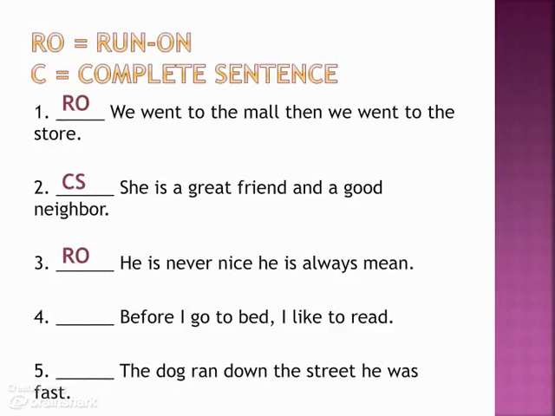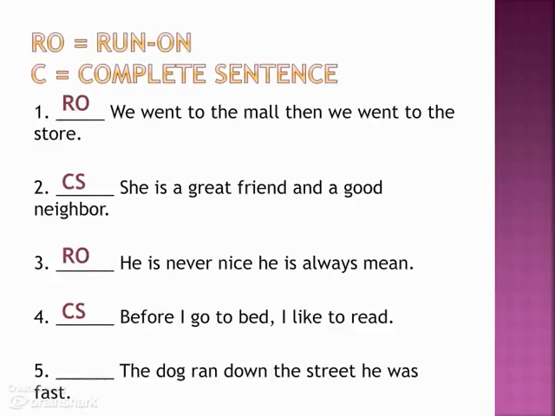Number 4, before I go to bed, I like to read. How many of you think this is a run-on? How many of you think this is a complete sentence? If you said complete sentence, you are correct. Before I go to bed is a subordinate conjunction, which we're going to talk about later in the video, but it is a complete sentence. Before I go to bed can't stand by itself, and neither can I like to read. So we have 2 phrases that go together here. It's not 2 complete sentences. That was a hard one.